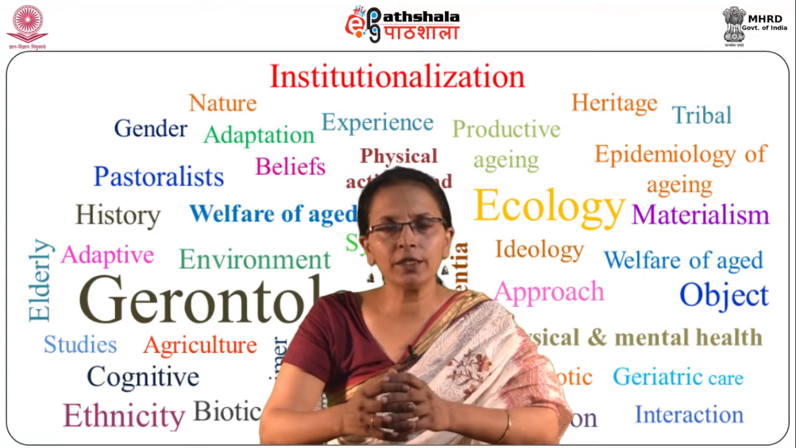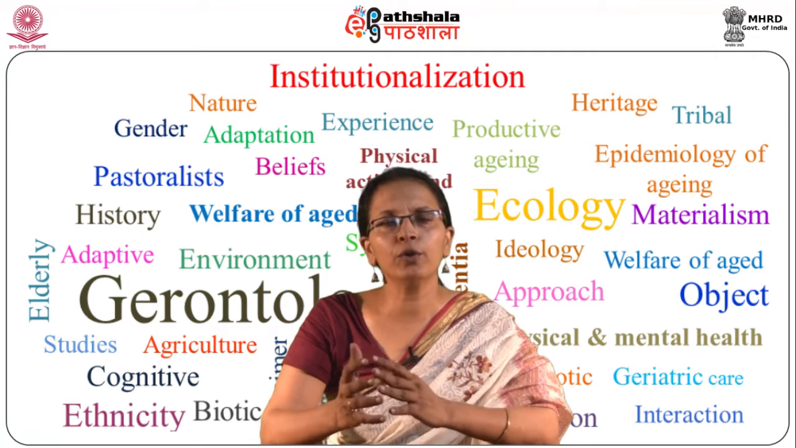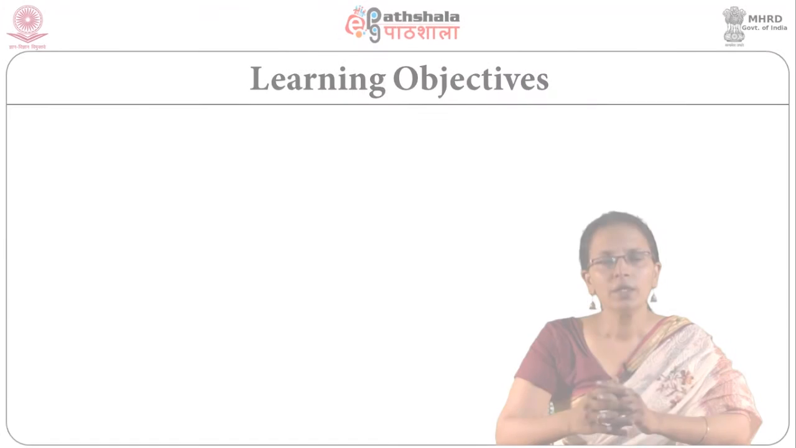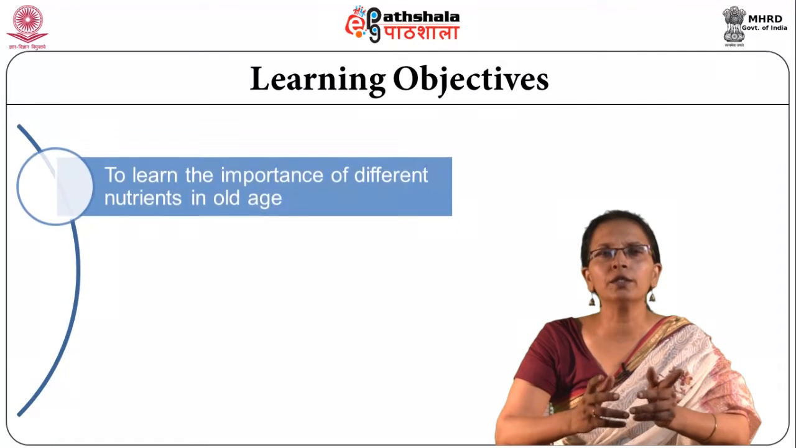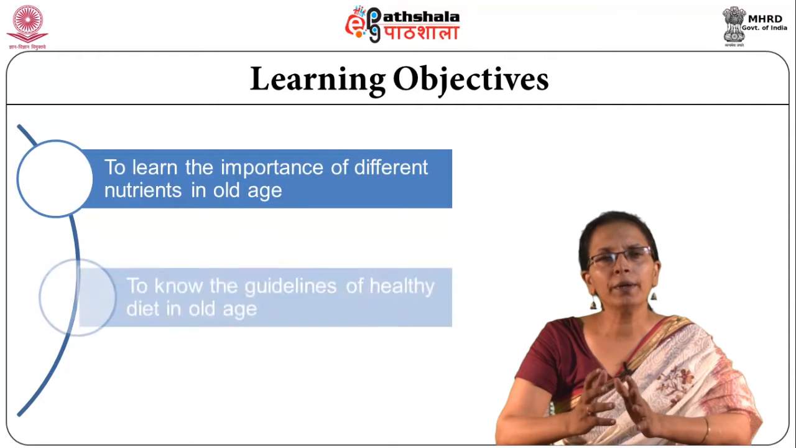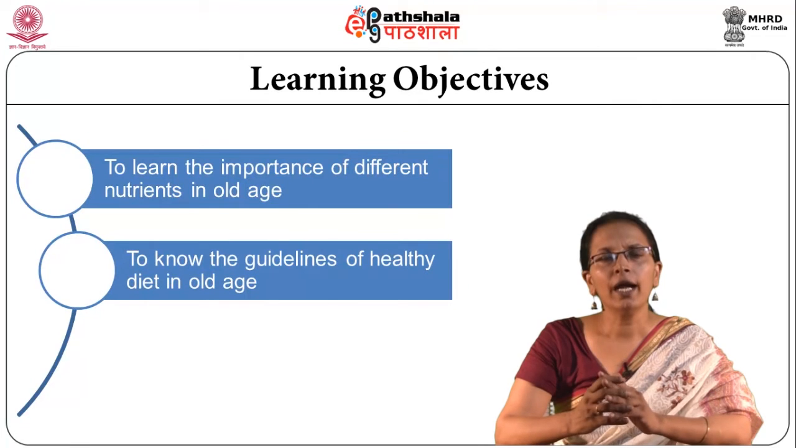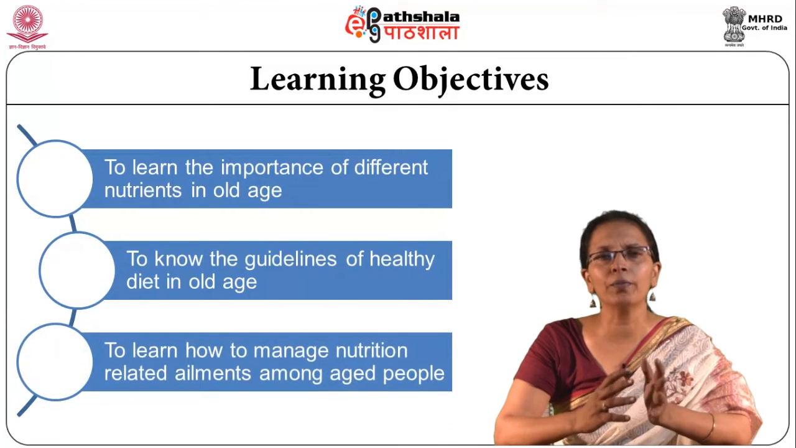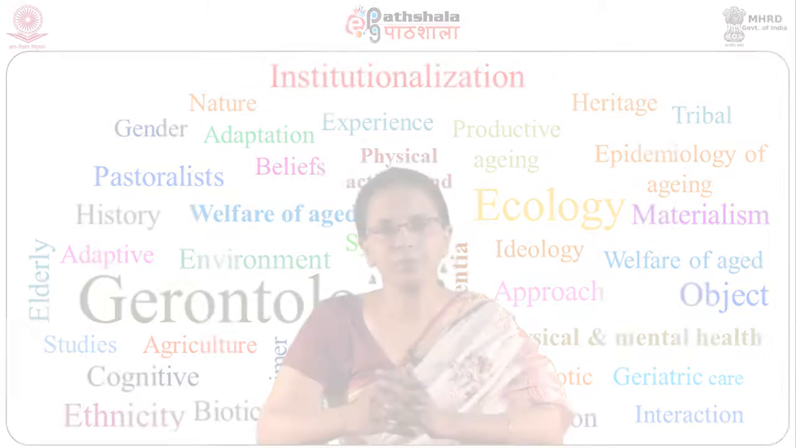Today we will be discussing the module Aging and Nutrition from the paper Biosocial Gerontology. The learning objectives of this module are: number 1, to learn the importance of different nutrients in old age. Number 2 is to know the guidelines of the healthy diet in old age. And number 3 is to learn how to manage the nutrition related ailments among aged people.